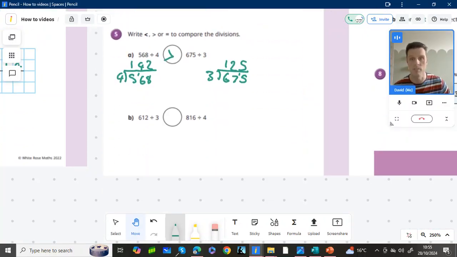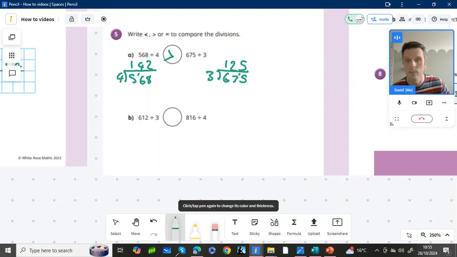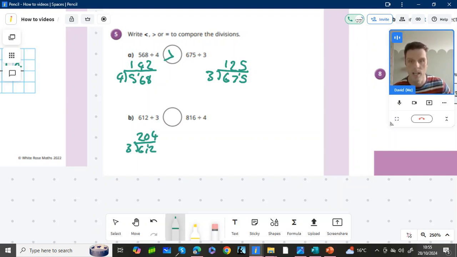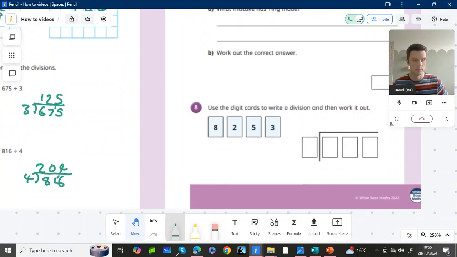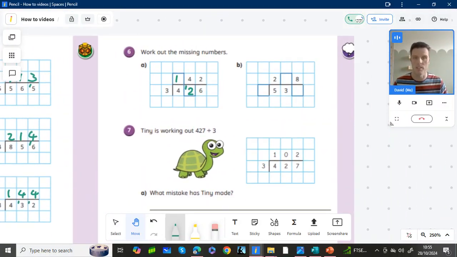We've already done part A for question 5. Part B, so we're going to do the bus stop. 612. 3 into 6 is twice. You can't do 3 into 1, but 3 into 12 goes 4 times. And then this one over here, 816. 4 into 8 goes twice. It doesn't go into 1. However, 4 into 16 goes 4 times. As you can now see, both answers are equal. And that's the beauty. Always do the calculations of comparison questions. You should always do your workings out anyway, but definitely with comparison questions.